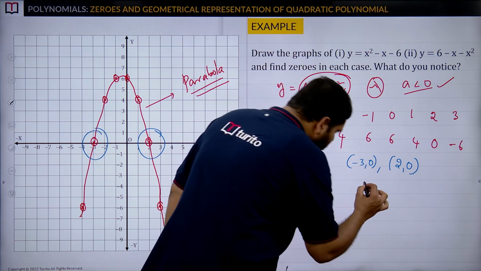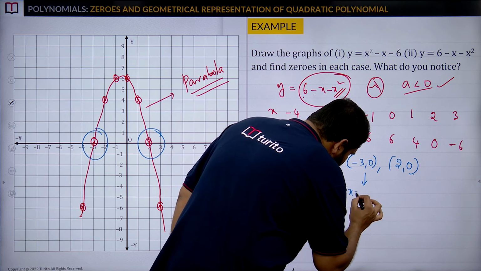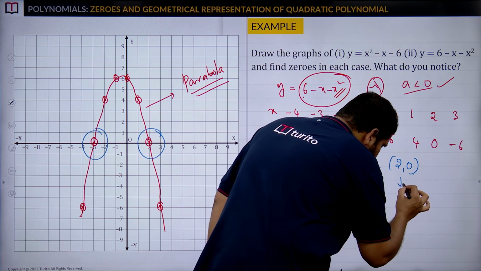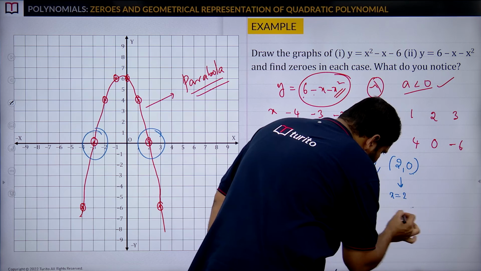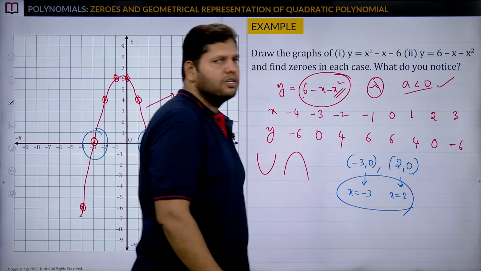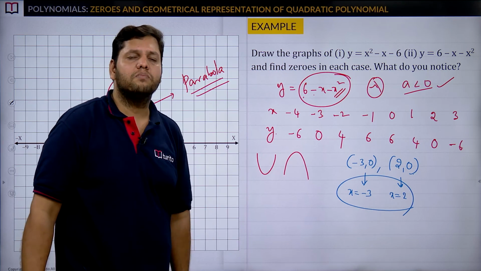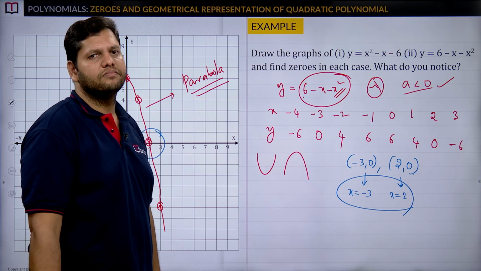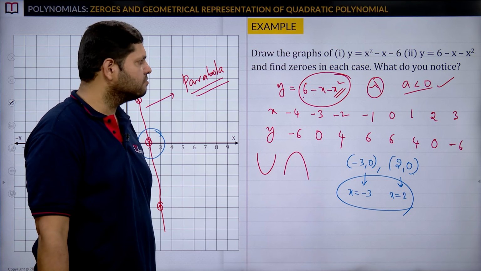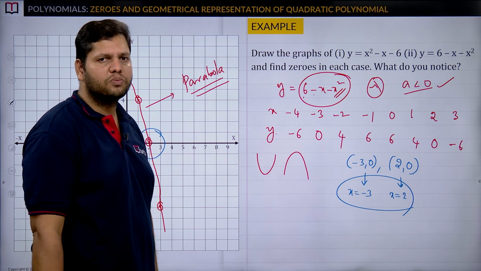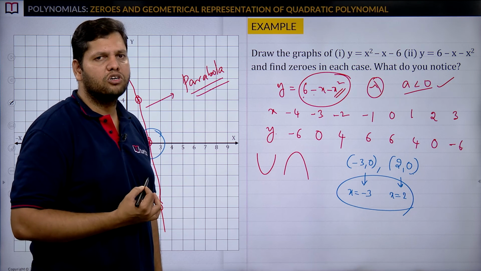From these, take only the x-coordinate. Here, what is the x-coordinate, children? It is -3. And here the x-coordinate is +2. So I can say these two are the zeros of a quadratic polynomial. Clear, children? Any doubts regarding this shape of the polynomial expression and how to find the zeros of this polynomial?